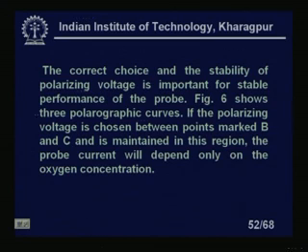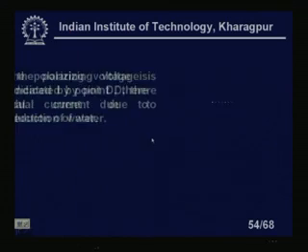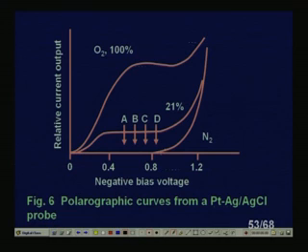Now, figure 6, next figure, shows the 3 polarographic curves, which is called polarogram also. If the polarizing voltage is chosen between the points marked B and C and maintained in this region, the probe current will depend only on the oxygen concentration. You see here, if it is between B and C, it depends only on the oxygen concentration. So, you are talking about the partial pressures of this, right.